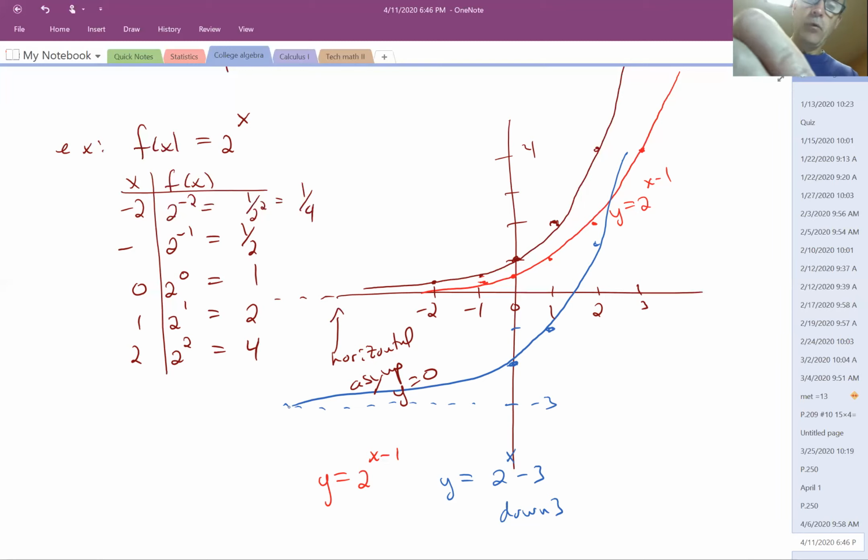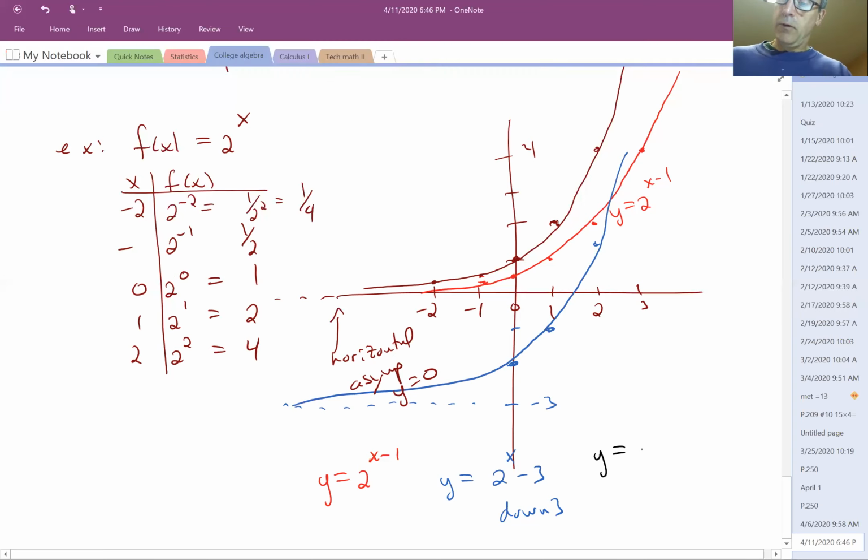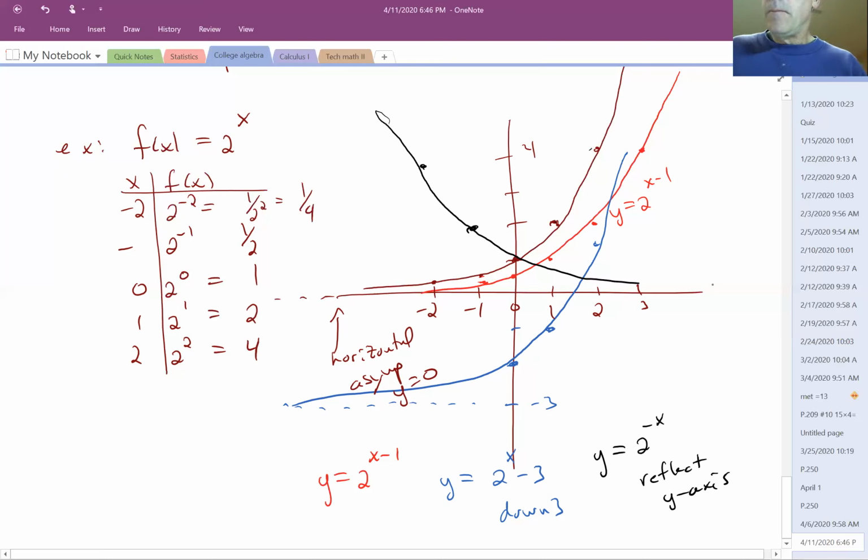How about one more here? How about y equals 2 to the negative x? Replace x with negative x. That's a reflection on the y-axis. Even though we're replacing x with negative x, it's the y-axis reflection. So this is going to go over here. This will go over here, and it's going to come down like this. Okay? All right, let's go hit the homework.